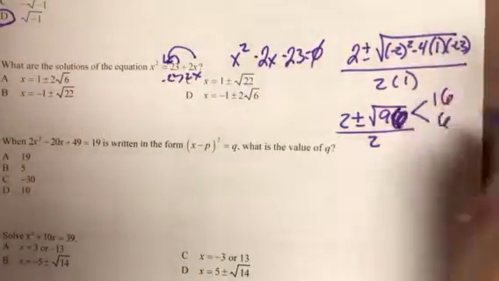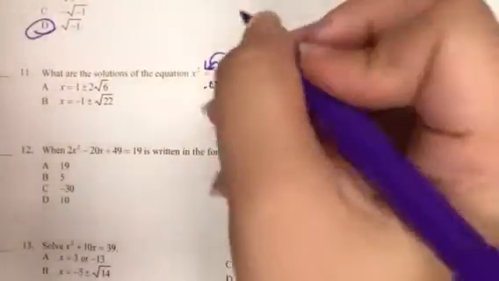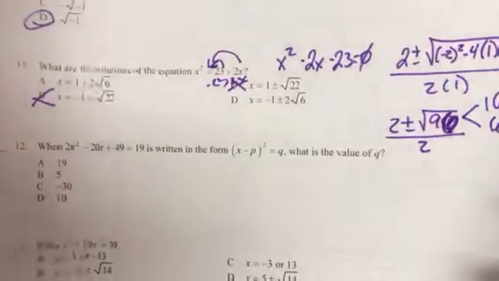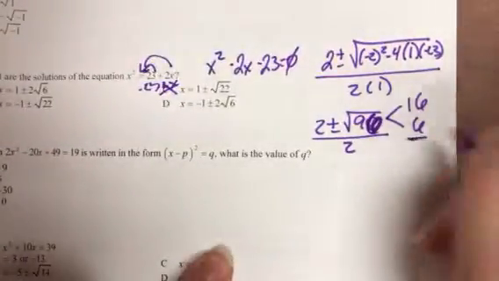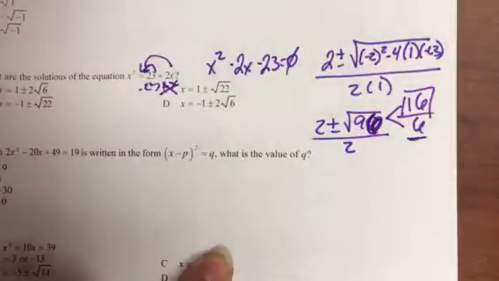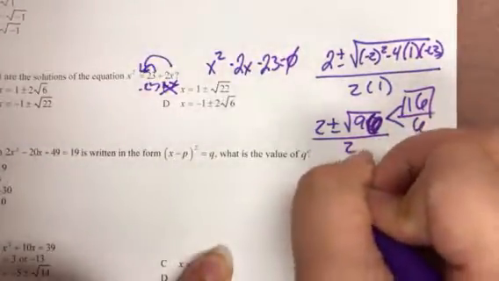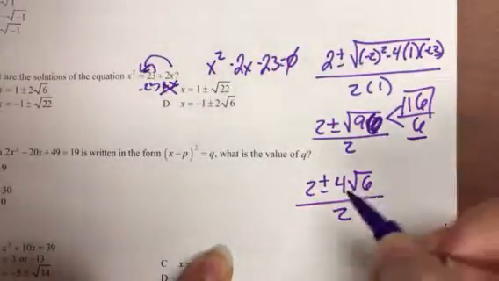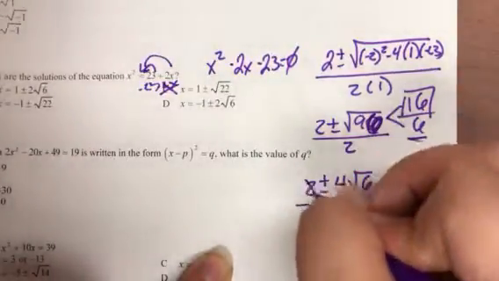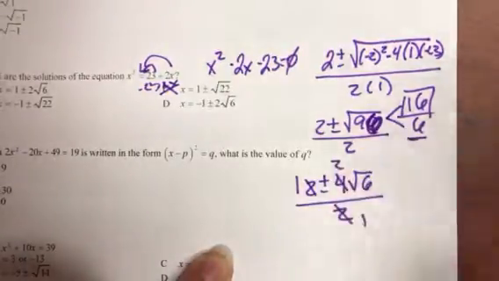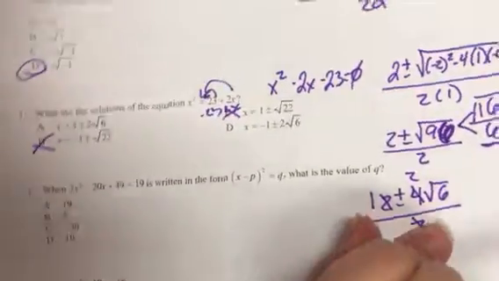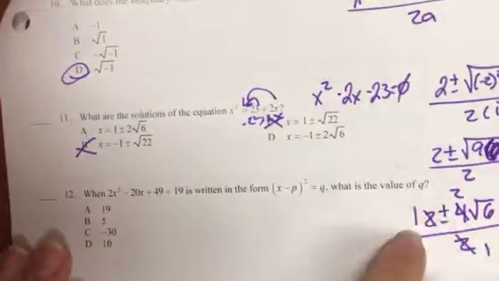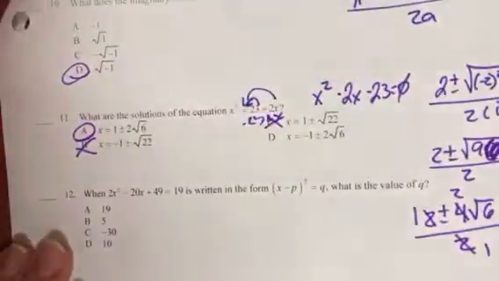So 16 and 6. So already we knew that C and B were out because that was square root of 22 and that didn't work. But I could leave a 6 and pull the 16 out as a 4. So now I have 2 plus or minus 4 square root of 6 over 2. And then I'm just reducing. All of these can be divided by 2. So that's a 1, that's a 2, that's a 1, which means that disappears. So I'm looking for a 1 plus or minus 2 square root of 6. It's a positive 1. I'm looking for A.